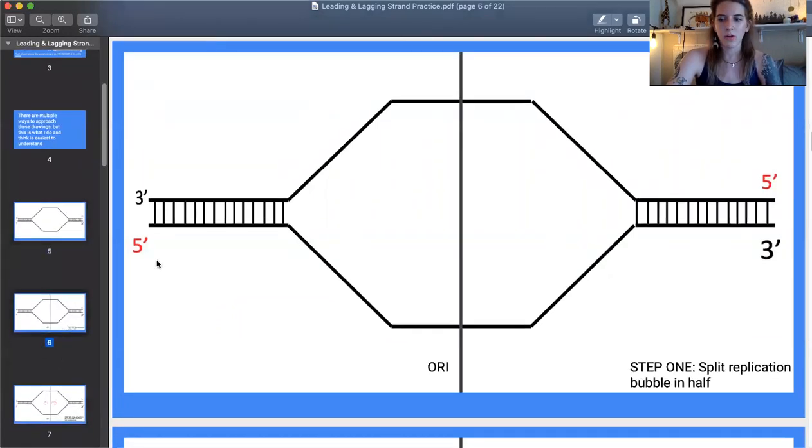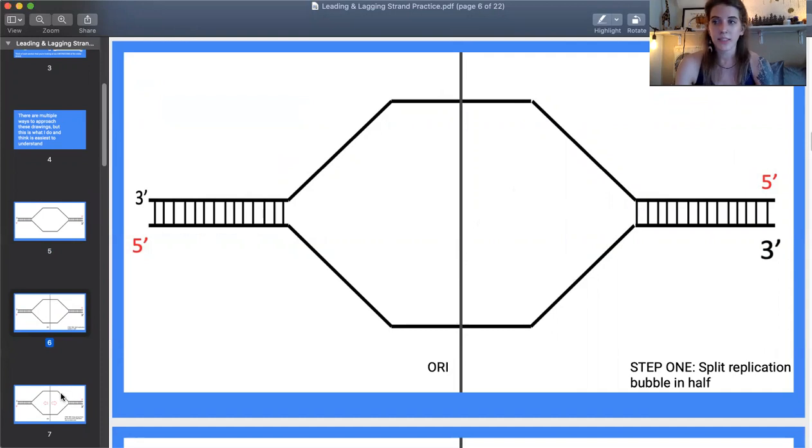And now what we know and what we should do first, I'm gonna move myself up here, is always split this replication bubble down the middle, because remember that in eukaryotes, the origin of replication is going to be bidirectional. We're going to have both replication forks going at the same time, but in different directions. This will speed up the length of time that it takes to replicate the DNA.